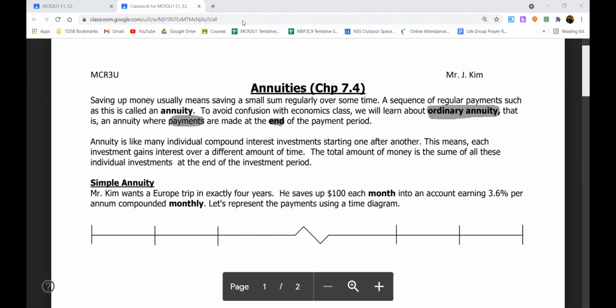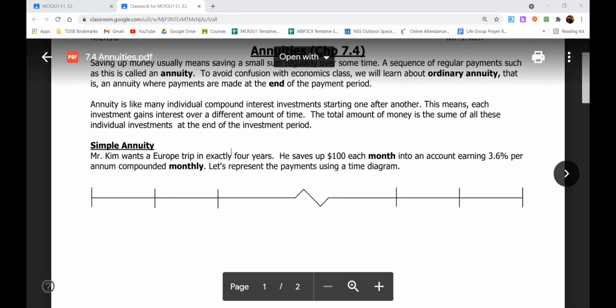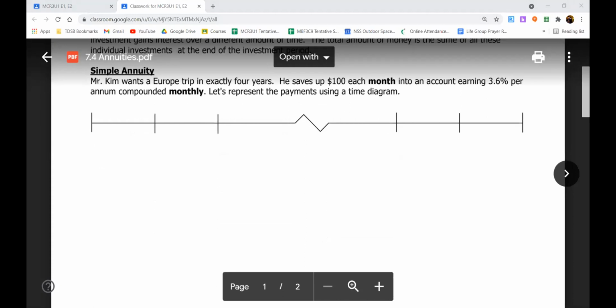That still might not mean anything to you, so let's give an example to have a better idea of where I'm going. This is an ordinary or simple annuity. Here's my scenario. Mr. Kim wants a Europe trip in exactly 4 years. That means if I'm doing it monthly, I have 48 months. He saves up $100 each month into an account that earns 3.6%. So R is 0.036 per annum, compounded monthly. I'm saving up every month, and that is when they calculate the interest at the same time.